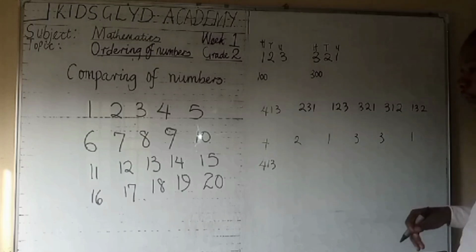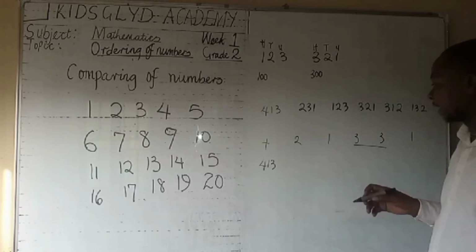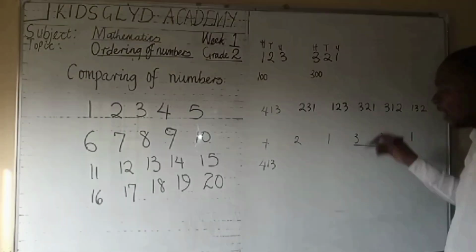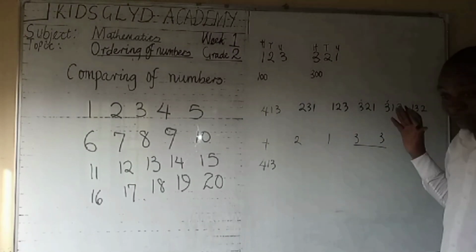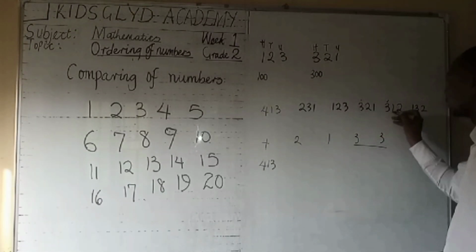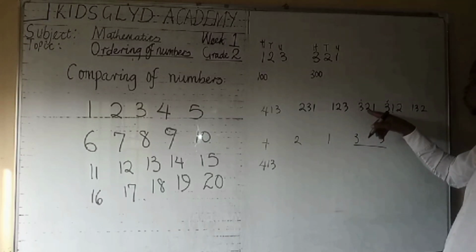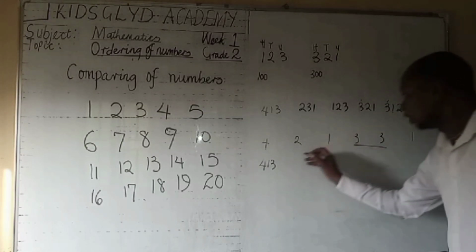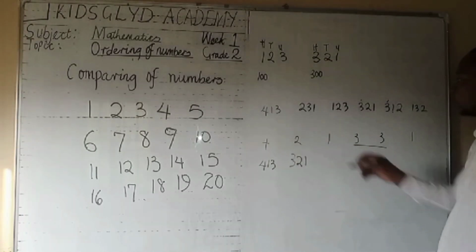Now, which one is the second one? We have these 3s, both of them are here. They are equal. Now, after the first numbers are equal, we leave the first numbers and go to the second numbers. This one we have 2 here, we have 1 here. That means the first 3 here is bigger because 2 is bigger than 1. So that means 3, 2, 1 comes second.